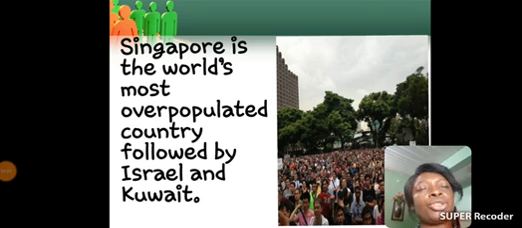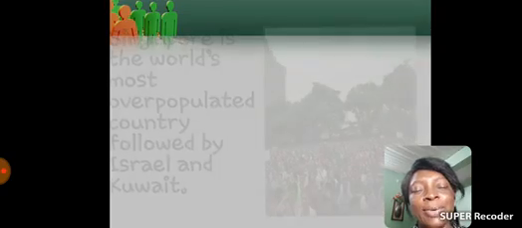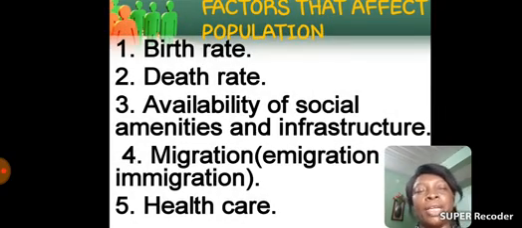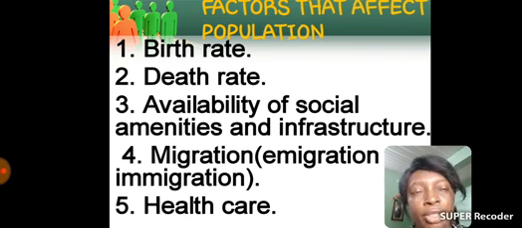Okay, now we're told that Singapore is the world's most overpopulated country. Can you beat that? Followed by Israel and Kuwait. Okay, so now let's look at the factors that affect population. Number one, we have birth rate. Now, birth rate just simply means giving birth to new individuals. Now, another name for that is natality.